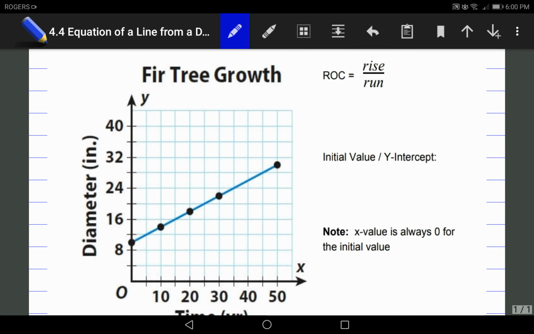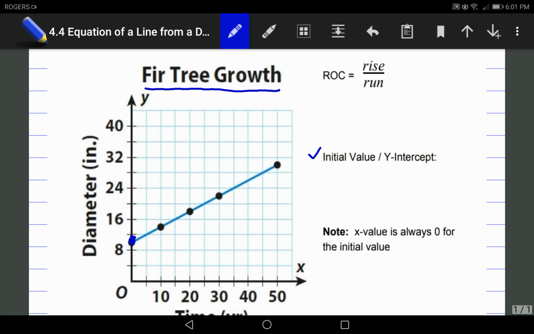Let's start with the easy one, which I'd say is the initial value or y-intercept. That's obviously the point that crosses the y-axis. It's our first point. All right, let's look at this graph and try to understand what's going on. So it's a fir tree growth. So it's the growth of a tree.